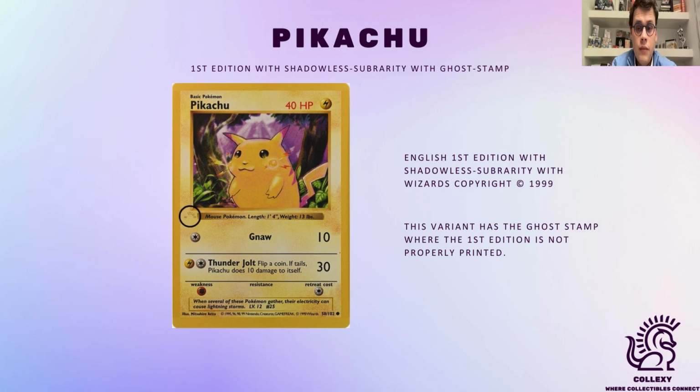This variation is very similar to the previous one, which is almost identical because it's also based on the English first edition with Shadowless Subrarity with Wizards of the Coast copyright of 1999. But in here it should have had a first edition stamp. However, due to a printing error, probably empty ink, there is a ghost stamp instead of a first edition stamp. This is a separate variation and is the third additional variation for Pikachu.